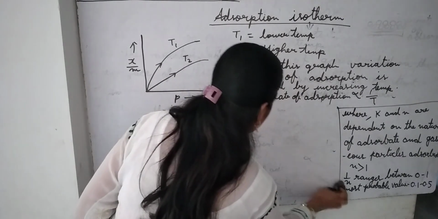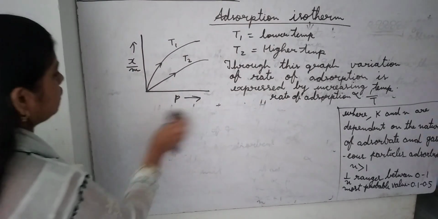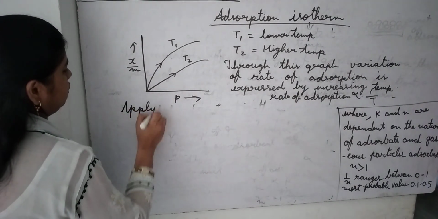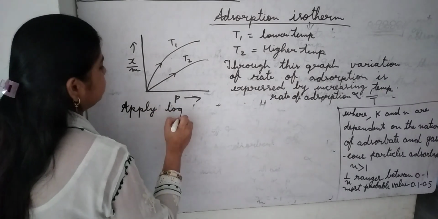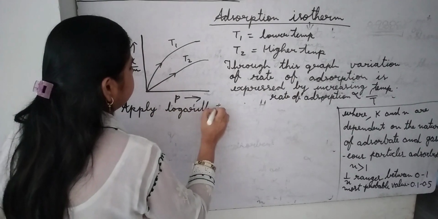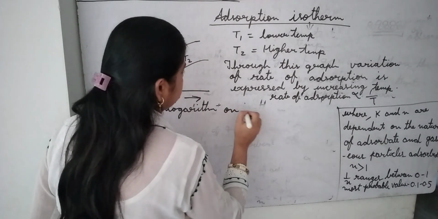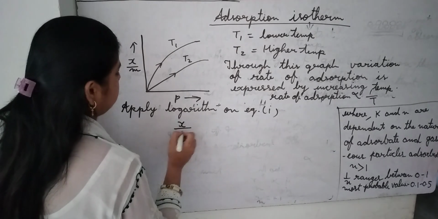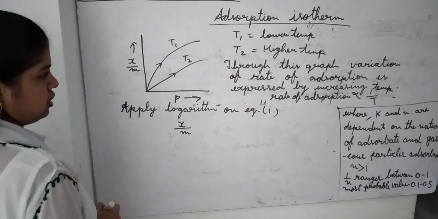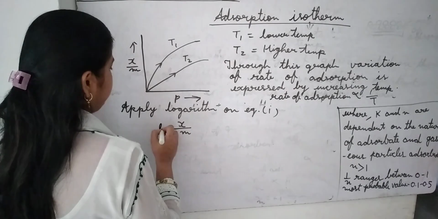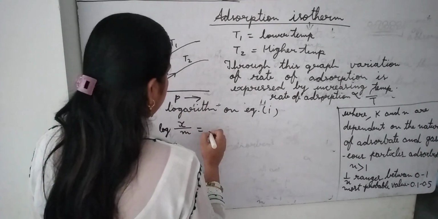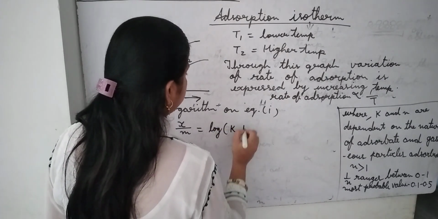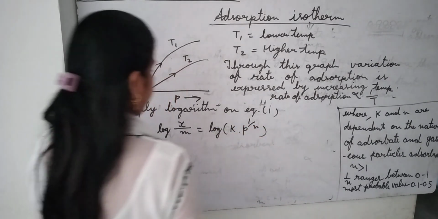So apply logarithm on equation 1. So equation 1 was x by m, so it will be log x by m, and on the opposite side also I am taking log. It was what? K p to the power 1 by n.